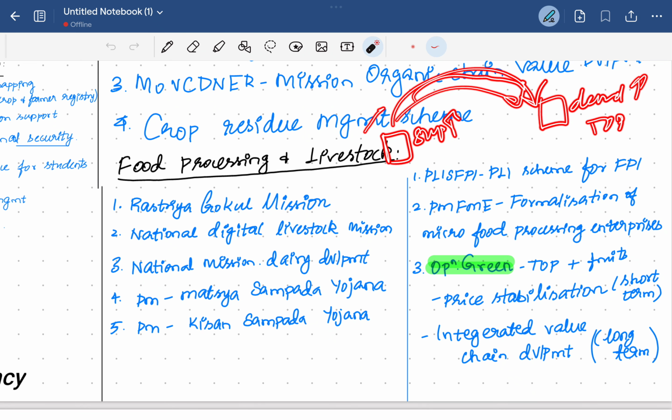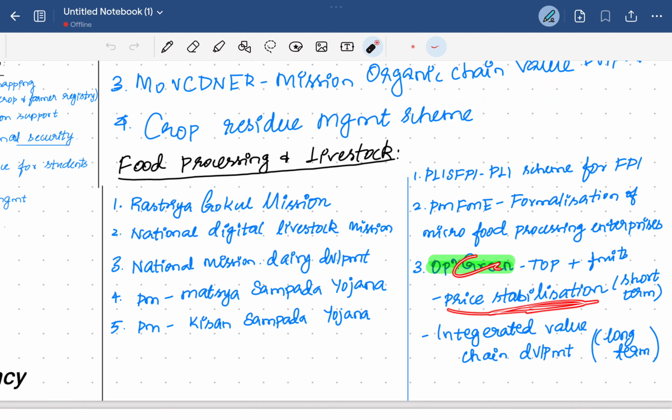Nowadays this also includes fruits under the Operation Green scheme. Basically, Operation Green is for price stabilization. It's a short-term measure for price stabilization. If there is more demand, prices skyrocket to various levels, which we see in regions when there is a high monsoon, and tomato prices skyrocket to more than 100 to 150 rupees. For price stabilization, Operation Green is carried out.